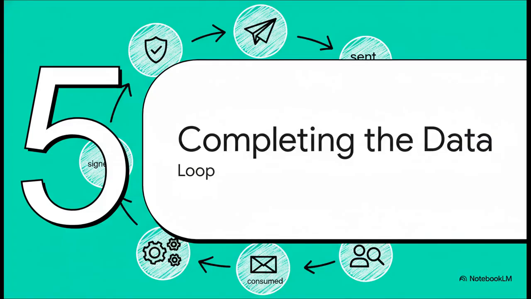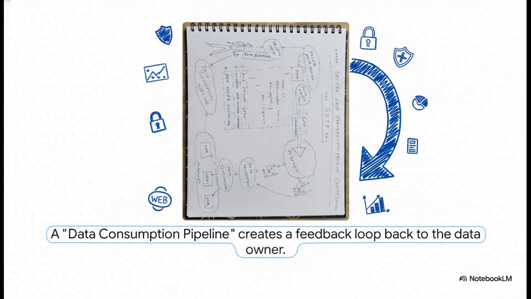So, the data was created, signed, sent, processed, and used. That's the end of the story, right? Not quite. Our diagram shows one last and honestly pretty brilliant final step. Take a look at this arrow here labeled the data consumption pipeline. This is amazing. It creates a feedback loop that goes from the web services all the way back to you, the original data owner. This means it's not just about sending data out into the void, it's about staying connected to it. This could be anything from a simple delivery receipt to a full report on how your data was used. It completes the circuit and keeps you in the driver's seat.